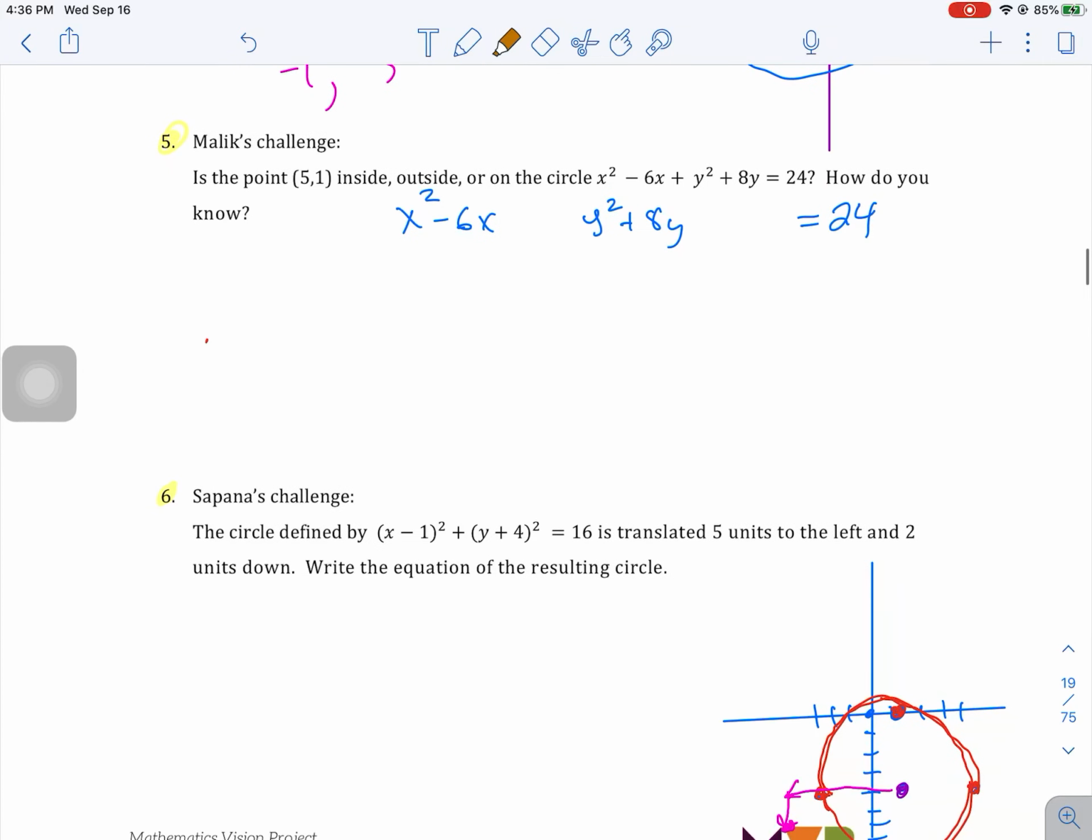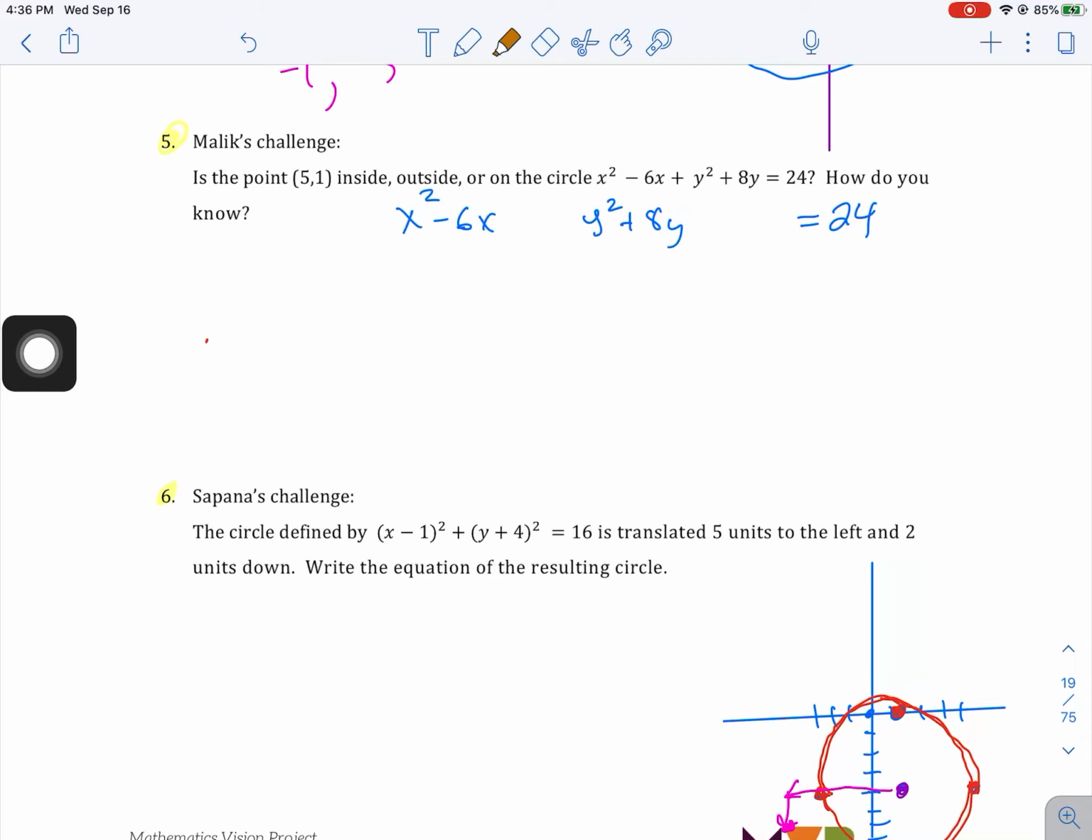The second one is, is the point inside or outside a circle? And when you're doing this, think about the fact that if the 2 squares are equal, those values are equal, that means that it is on the circle. If it's less than, it'll be inside. If it's greater than, it'll be on the outside.